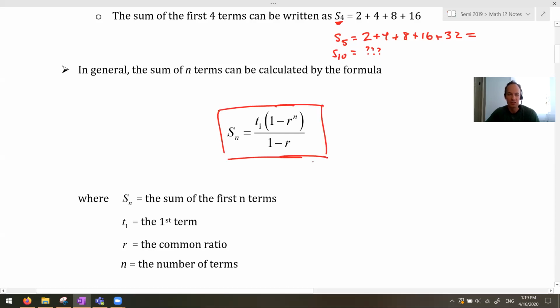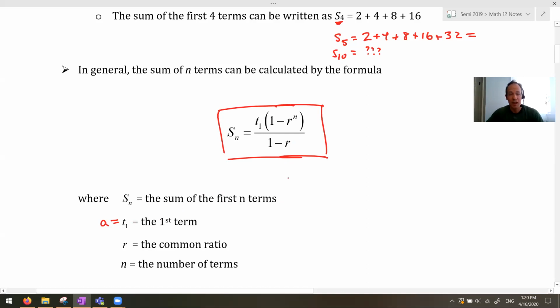Now just take a second, stare at that formula, and just appreciate what it is. First of all, let's just define something. So Sn is the sum of the first n terms. T1 is the first term. Again, a lot of resources use A instead of T1. And again, I'm not 100% sure why that is, but that's just something you should be aware of. R is the common ratio, n is the number of terms.